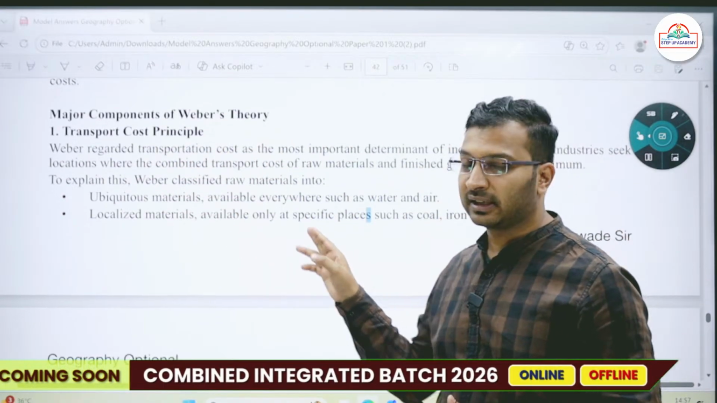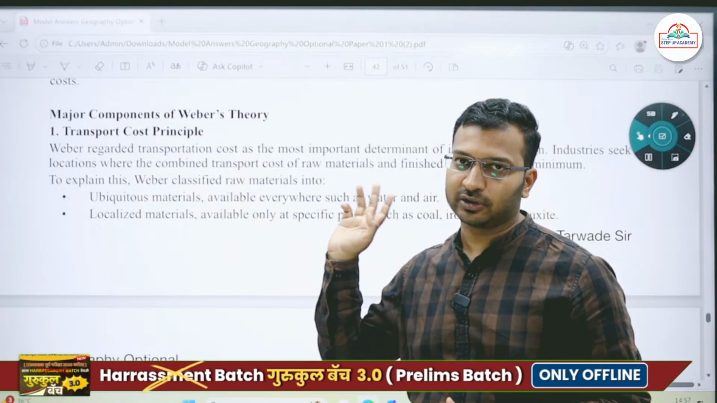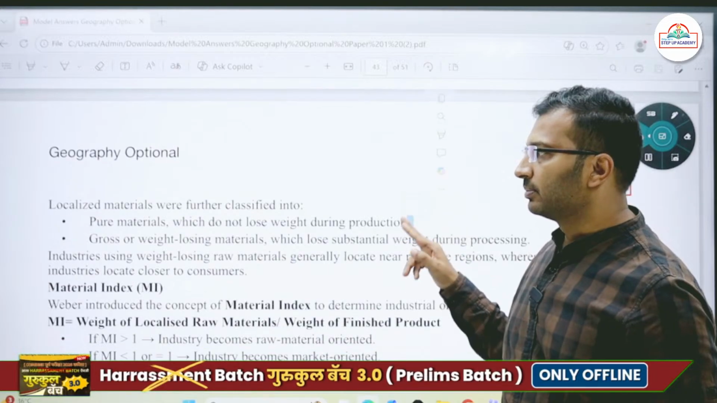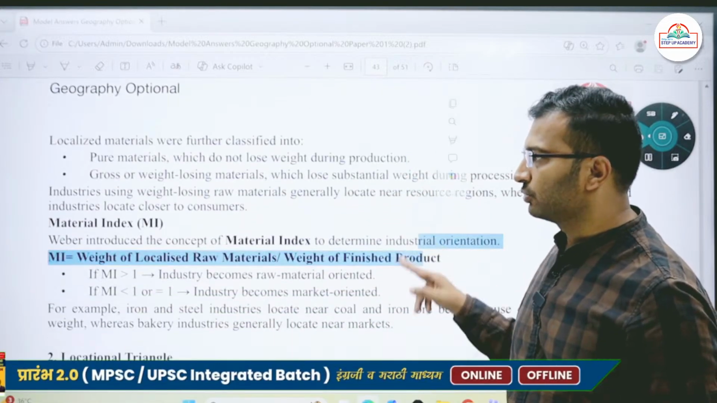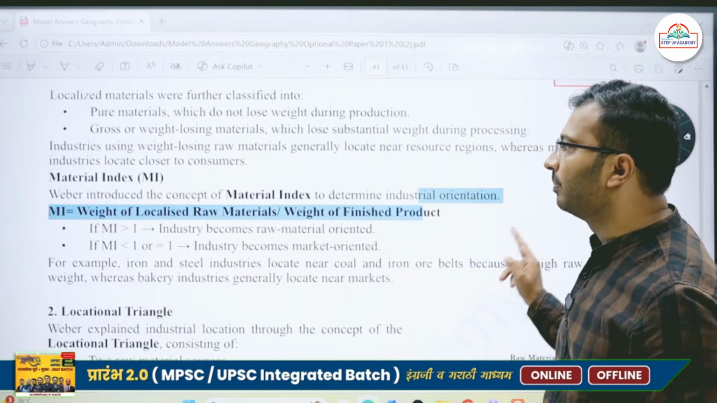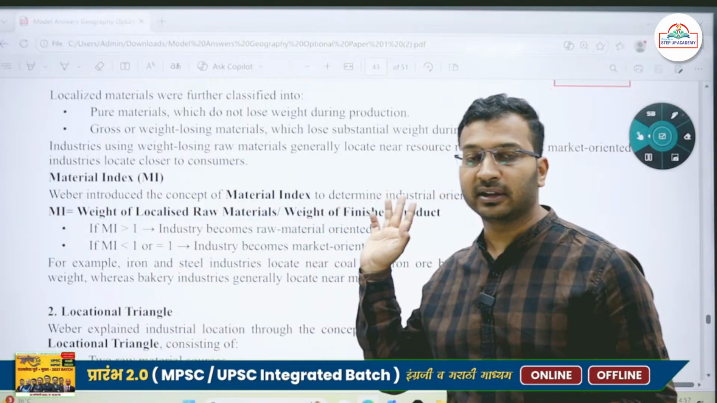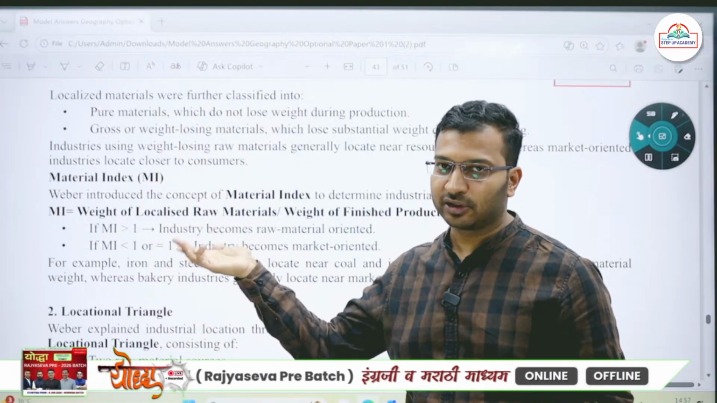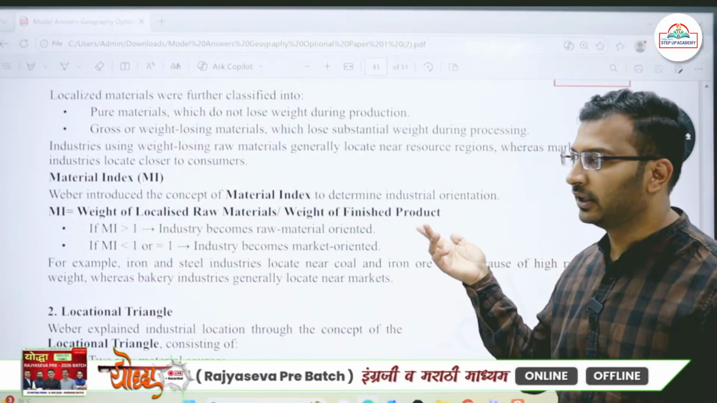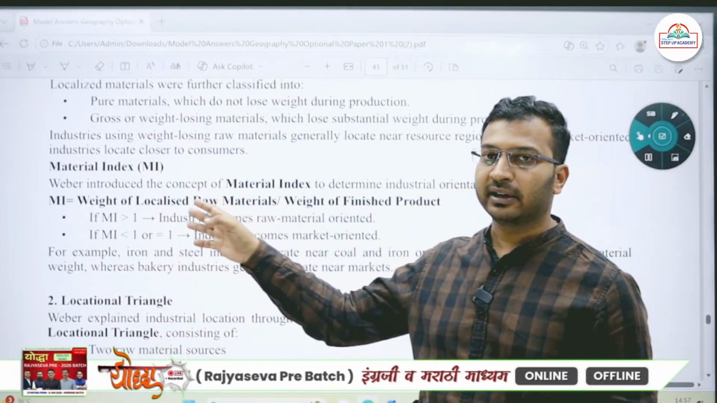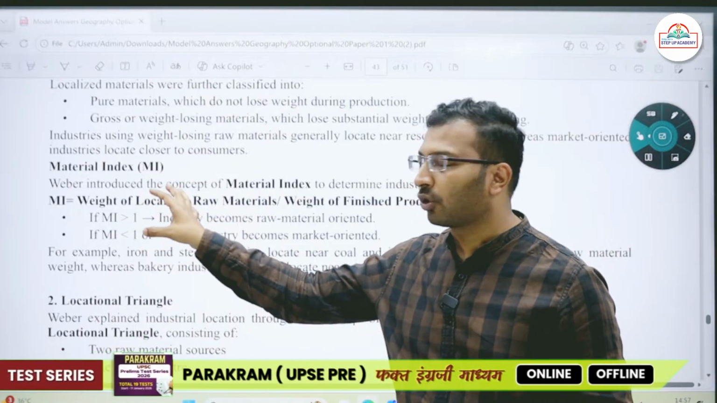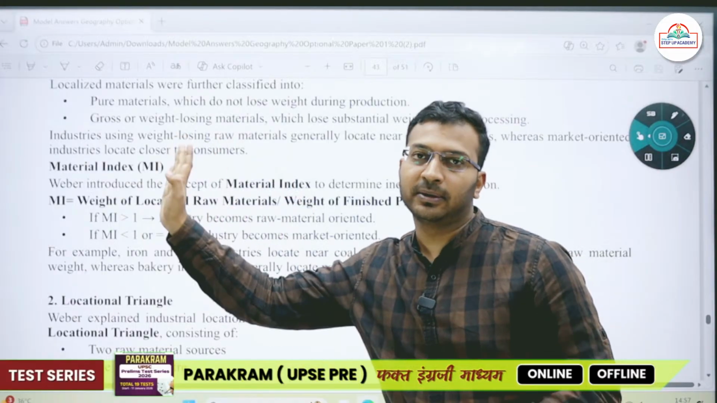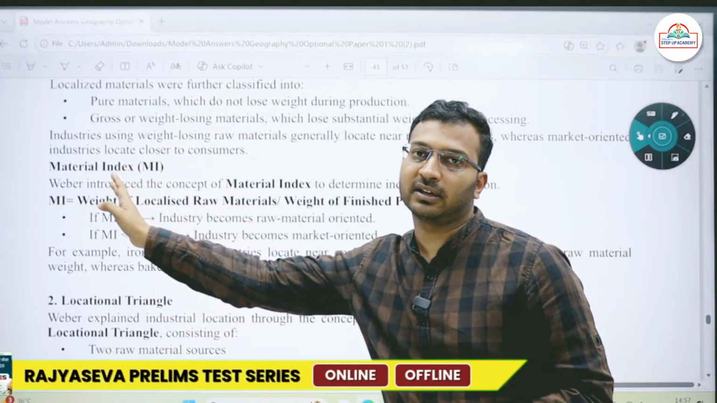Okay, so he said that with increasing distance, the cost of production will go on increasing. Then localized materials were pure and gross weight. So he gave a concept of material index to determine the industrial location. Material index was the weight of localized raw material to the weight of finished goods. If the material index is more than 1, that is, the raw material is more important, in that case the industry will be located where raw materials are present.